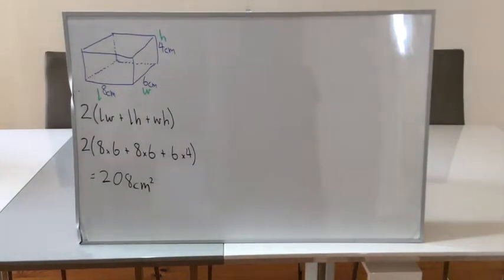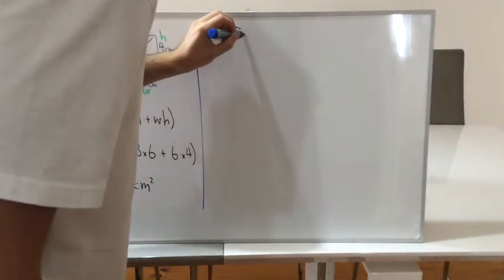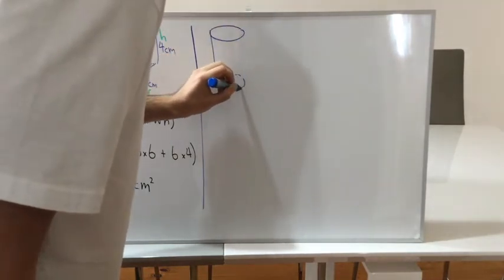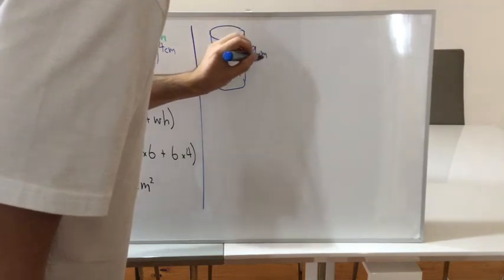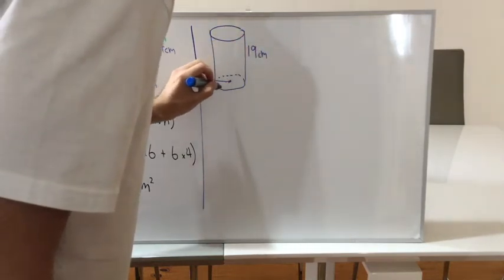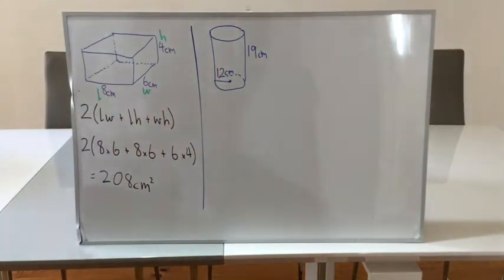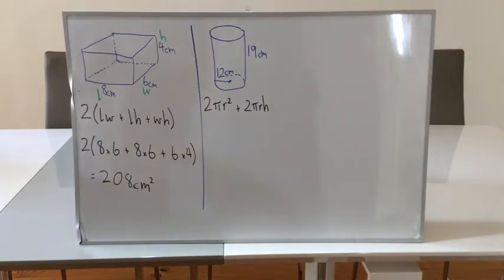Draw a cylinder this time, please. Label it, the height, well, that one there's 19, and make that number there 12. Now, get to your formula sheet. Write down your formula exactly as it appears on the sheet underneath. Do that now, press pause before me.